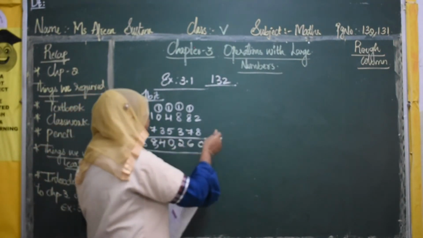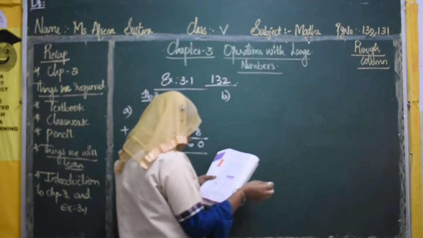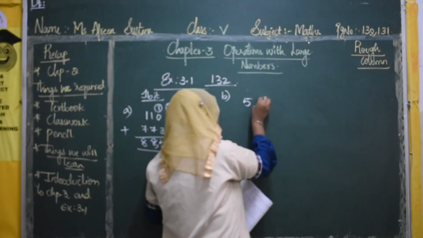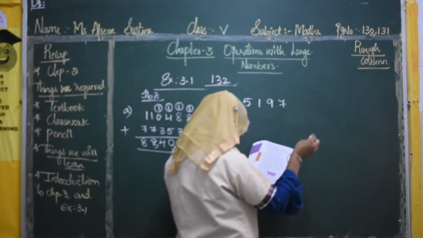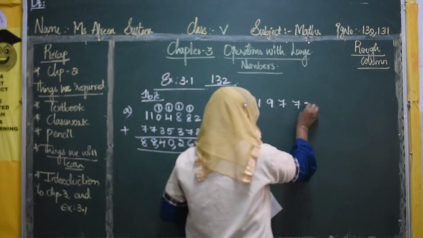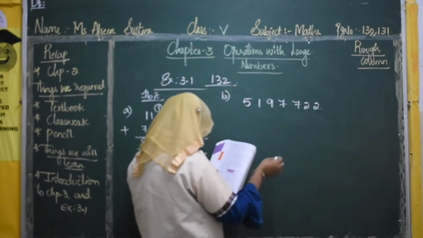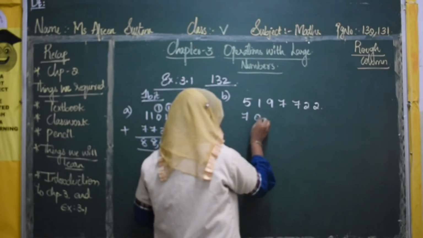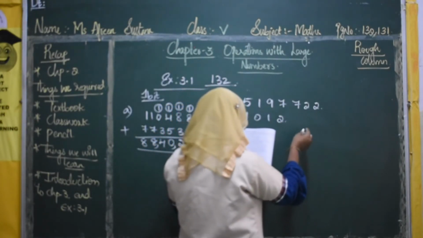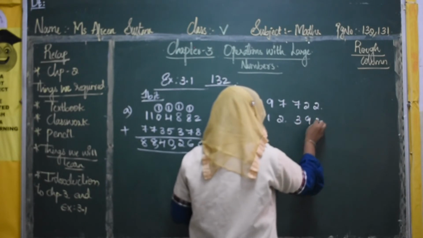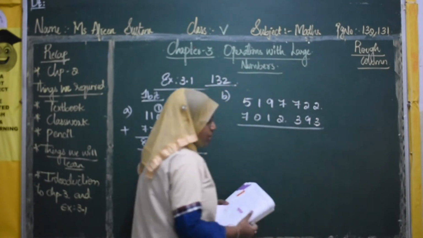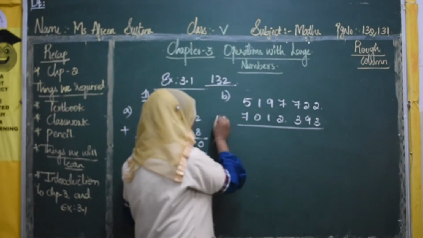Next, let us do the B one. 5197, 722. Next, 7012, 393. This 2 we will add.